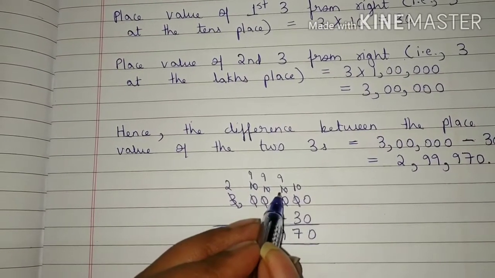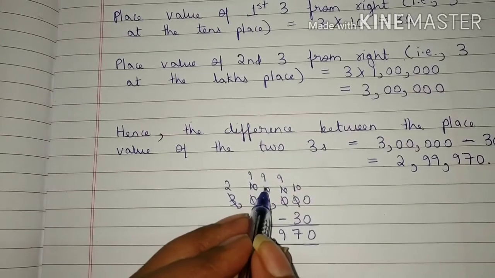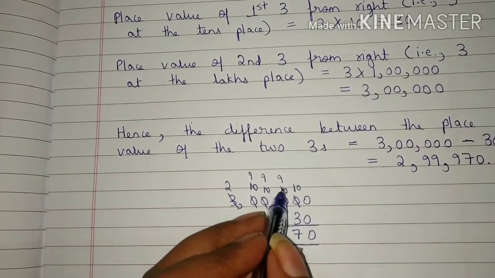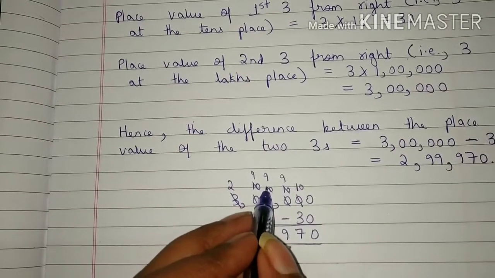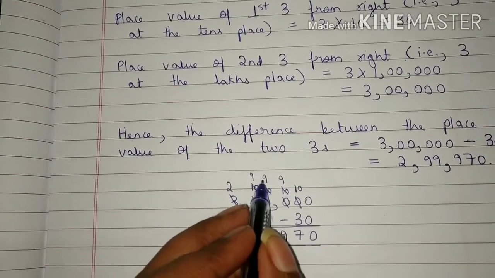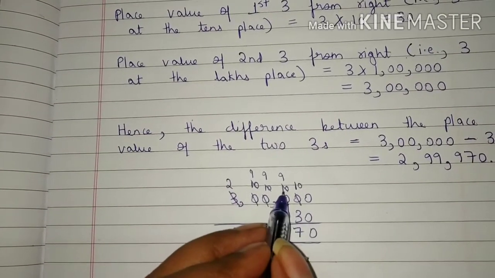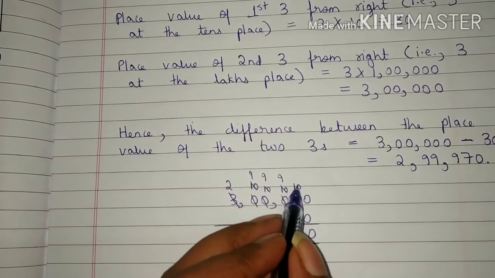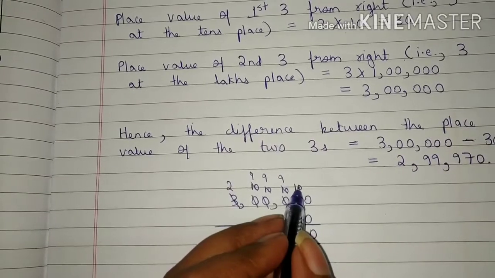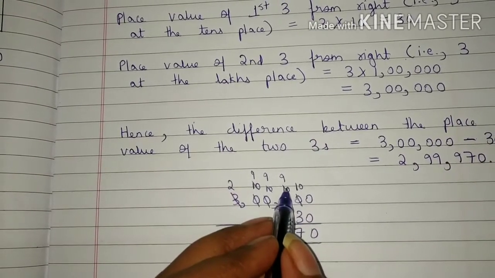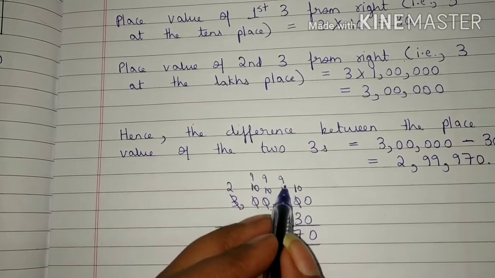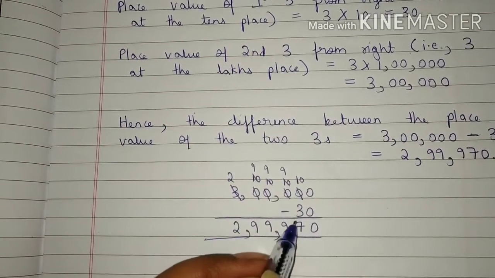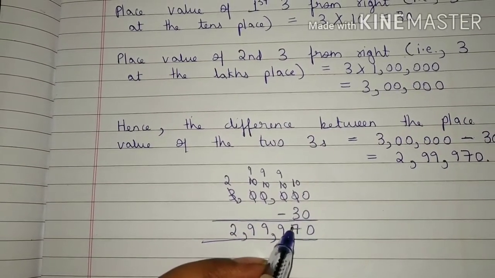Students, again you will borrow one from 10 to here. So this number will become 10 and this number will become 9. Again you will borrow one from 10 to here. So this number will become 10 and this number will become 9. Now students, 10 minus 3 is 7. So you will write 7.